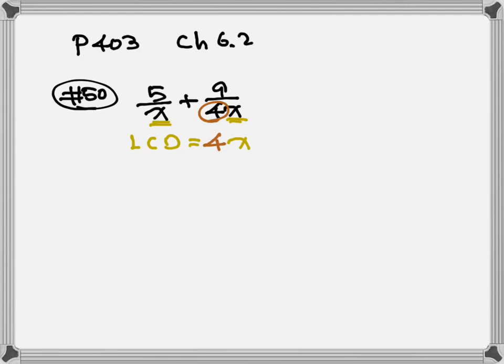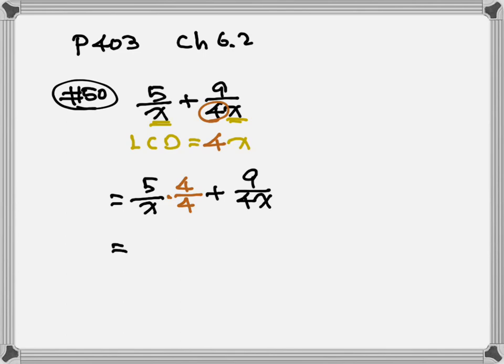Now let's bring down my first fraction, 5 over x. My common denominator is going to be 4x. I only have x, so I'm missing what? A 4. So I multiply 4 to the top and 4 to the bottom. Then bring down the plus, and bring down my second fraction, 9 over 4x. My second denominator is 4x and my common denominator is also 4x, so I don't miss anything. I'm going to keep the 4x. I don't need to multiply any number.